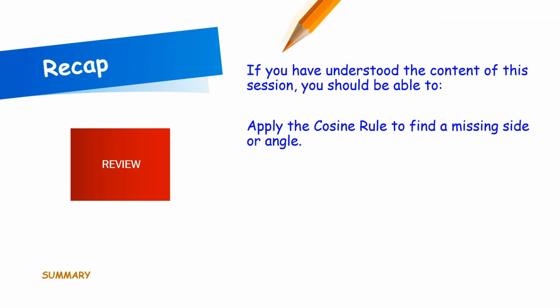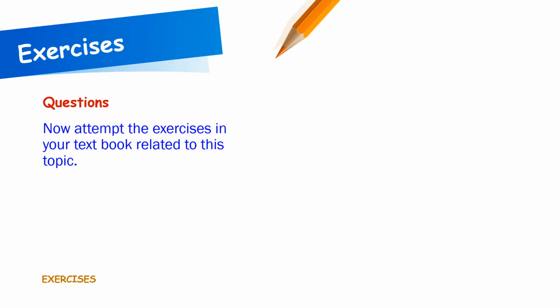This brings us to the end of this session. If you have understood its contents, you should be able to apply the cosine rule to find a missing side or angle. Thank you very much for listening. To understand this topic in greater depth, do attempt the exercises in your textbook related to this topic.